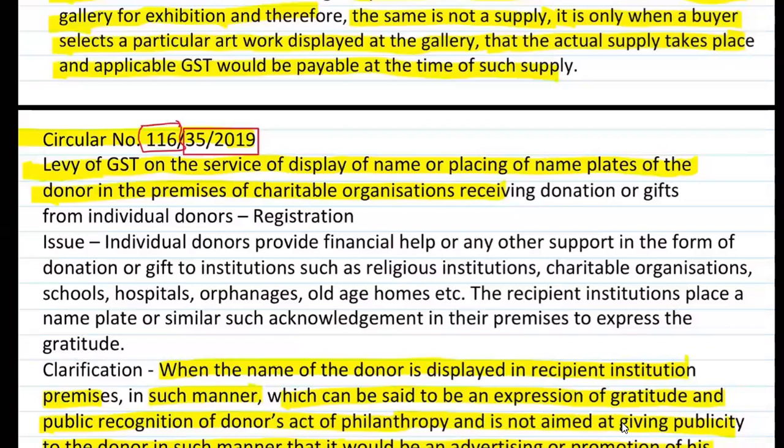Now see what was the issue. Individual donors provide financial help or any other support in the form of donation or gift to institutions such as religious institutions, charitable organizations, schools, hospitals, orphanages, old age homes, etc. The recipient institutions place a nameplate or similar acknowledgement in their premises to express gratitude.